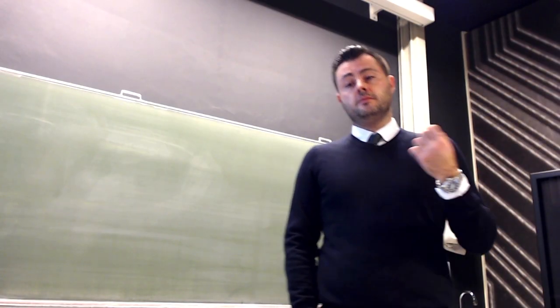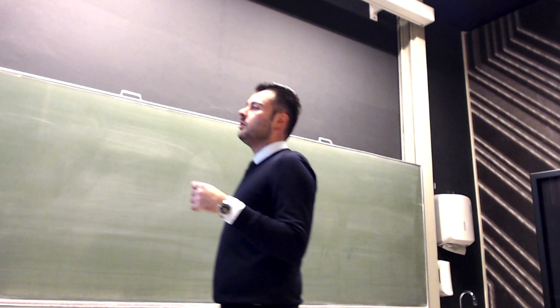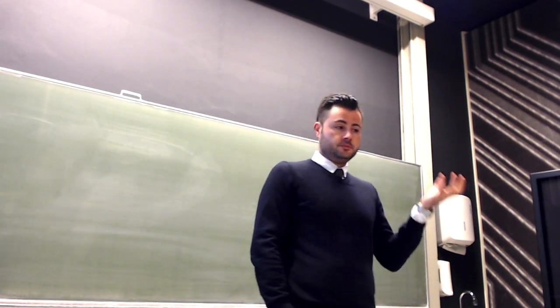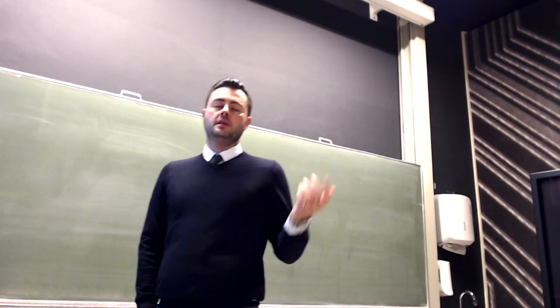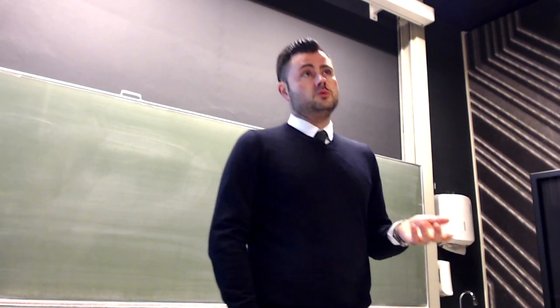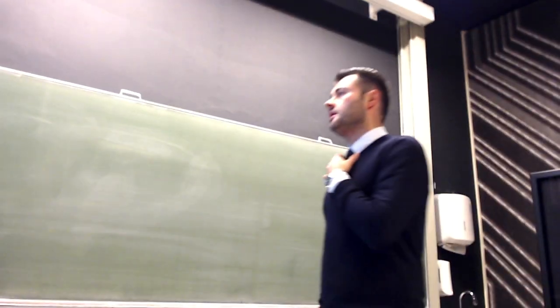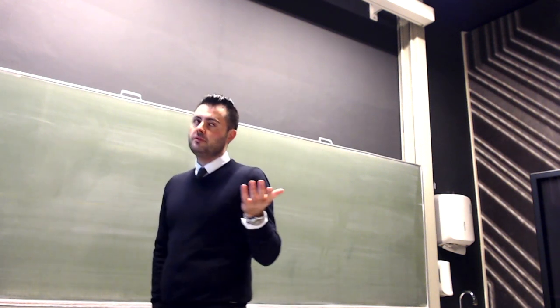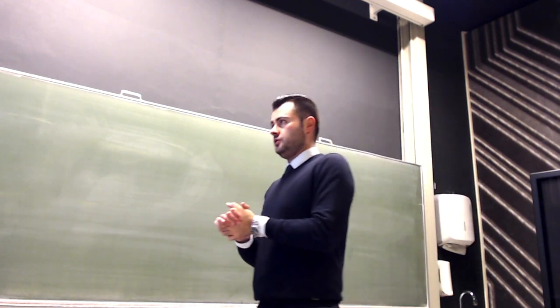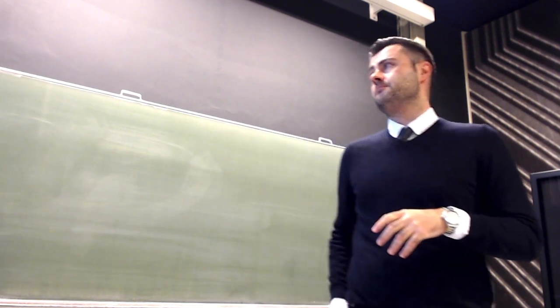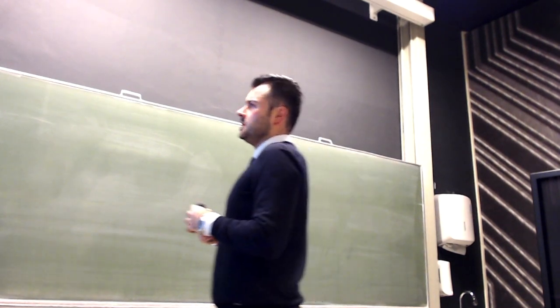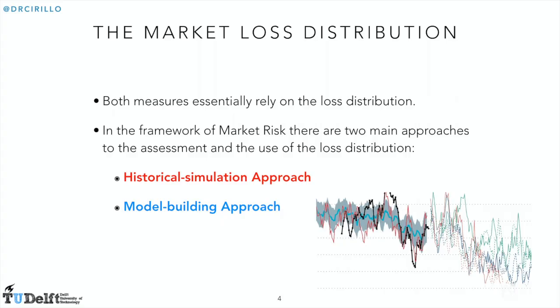Now, to deal with value at risk and expected shortfall, we know that we need essentially one object, that is the fundamental object on the basis of which we can compute the VaR and the expected shortfall. That is to say, the loss distribution. Now, in the Basel framework, there are two main approaches, simplifying a little bit, to obtain a loss distribution. And from the loss distribution, we will then compute the quantities of interest. The two main approaches are the so-called historical simulation, and the other one is the so-called model building.